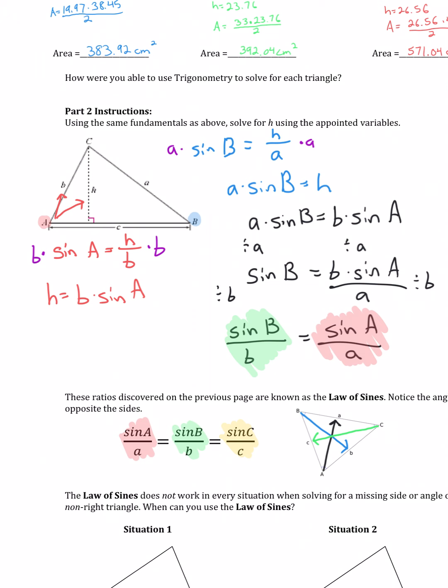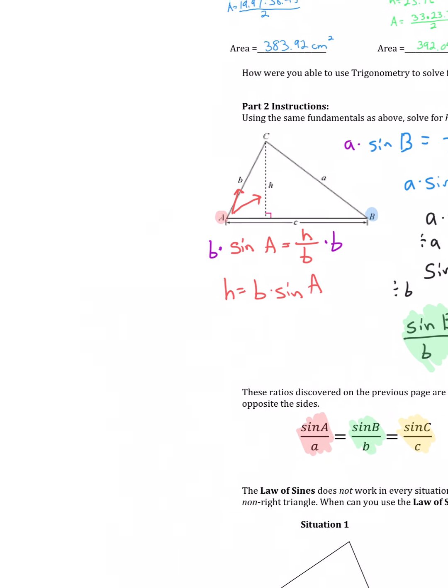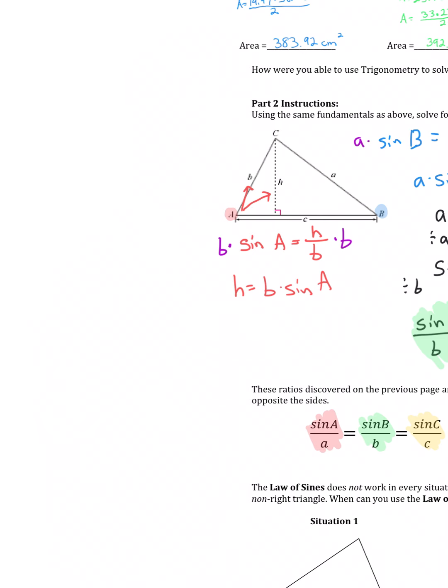That's the key for this thing called the law of sines. We can use it for any triangle, not just right triangles. Up until now, we've only been able to use right triangles, but from this point forward, we can solve for any triangle using this formula.